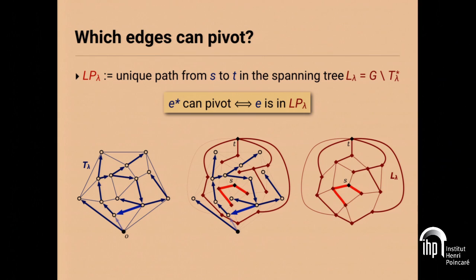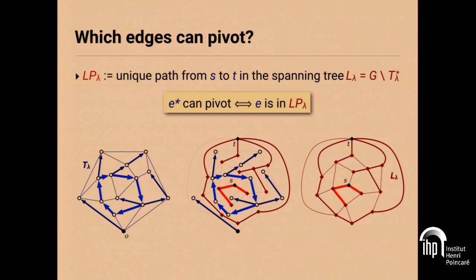But now I need to analyze this. Previously, I had a disk, and I was moving the source around the disk, and I could analyze how many times a single edge pivots in by considering a single shortest path tree in that disk. Here, I can't do that because I don't have a single set of distances anymore. I have a continuously varying set of distances. So things are a little bit more interesting.